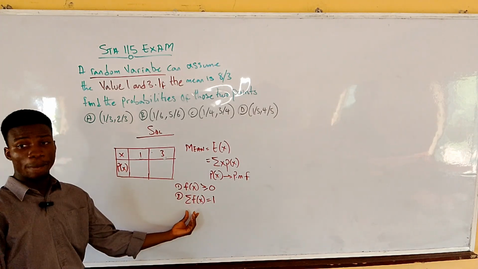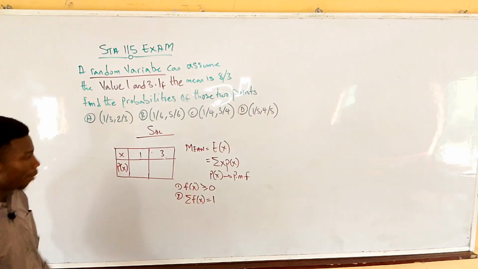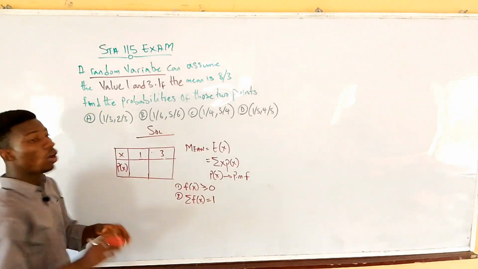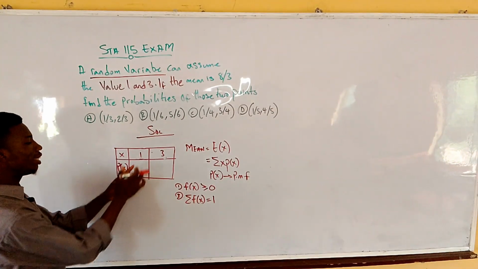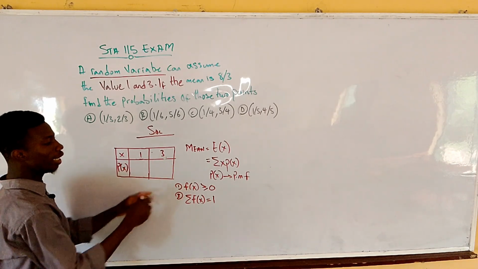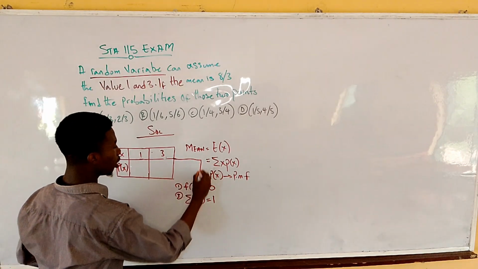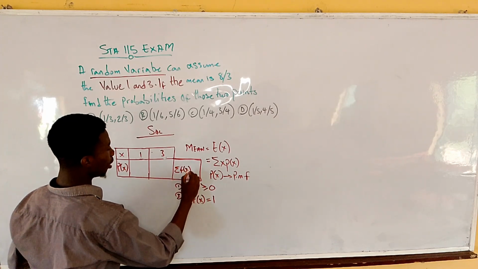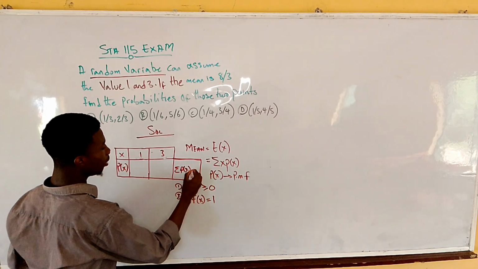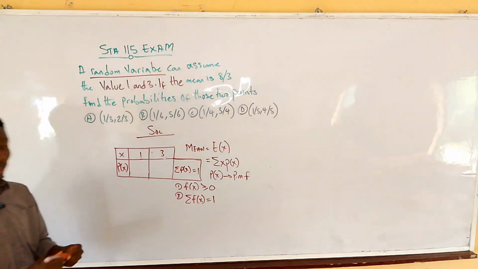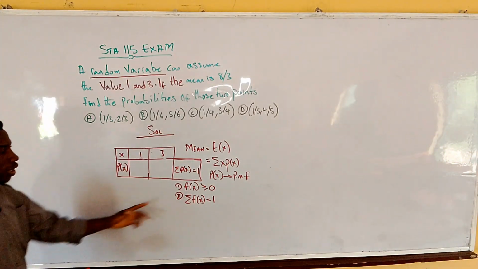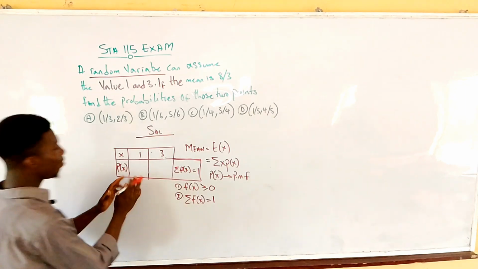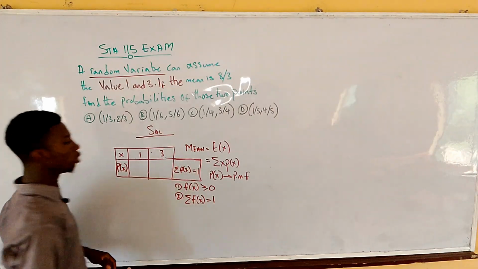Meaning that if I sum the PMF, it must give me 1. Now, I don't know the value of this one here, and I don't know the value of this one here. All I know is that if I add this one and this one, the summation of p(x) must give me 1. That is what I know, because it is the property of the PMF. If I sum this one and this one, it must give me 1.